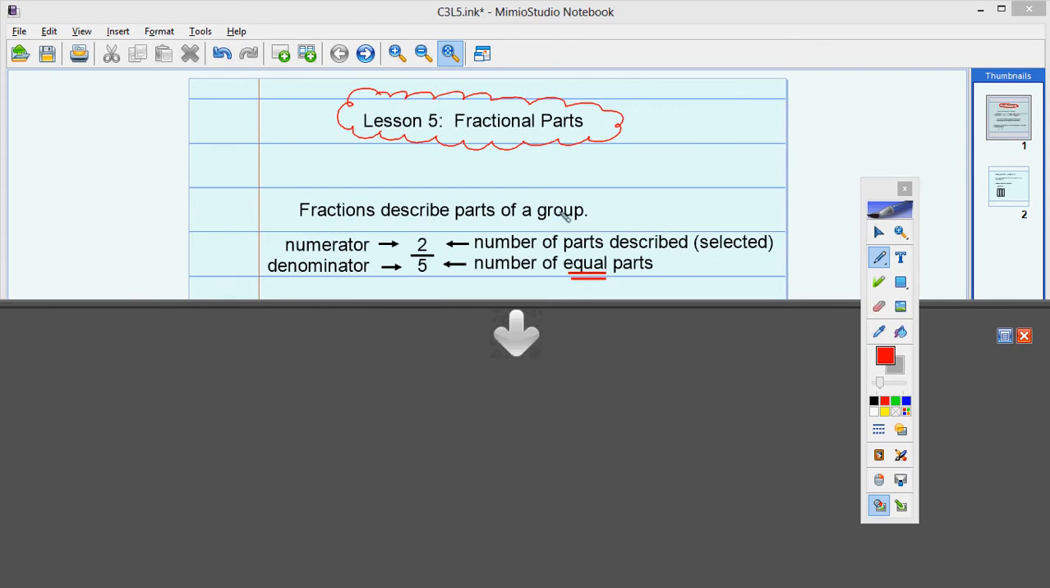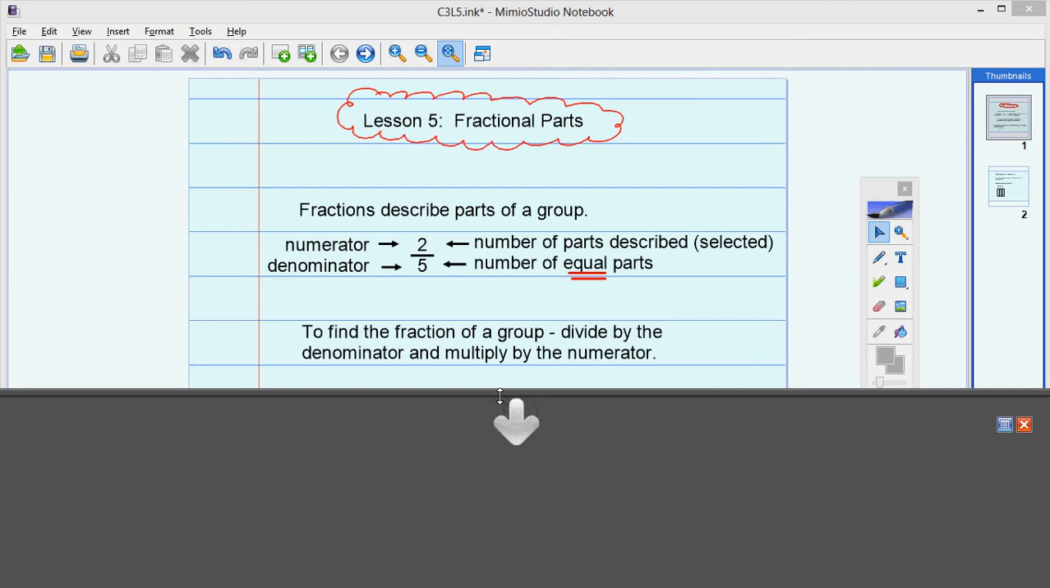Fractions describe parts of a group. So if you have a fraction like 2/5, the numerator is the top, the denominator is the bottom. The numerator describes the number of parts that are selected or that you have. And the 5 on the bottom is the number of equal parts that item, that group has been divided into.